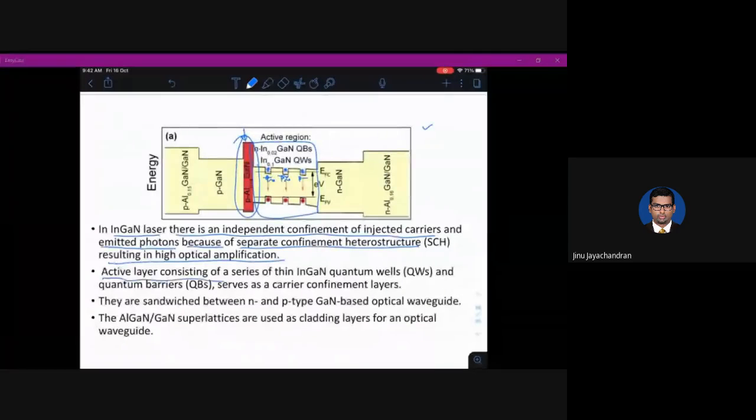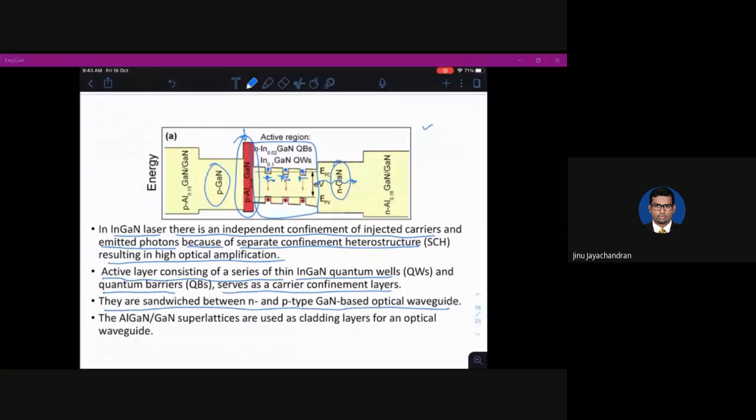The active layers consisting of a series of thin indium gallium nitride quantum wells and quantum barriers serve as carrier confinement layers. This is what we have already seen. They are sandwiched between N-type and P-type gallium nitride optical waveguide. So there is an N-type gallium nitride here and a P-type gallium nitride here, and this is like an optical waveguide. A waveguide is a structure which will guide the wave. So it will make sure that whatever light the laser action has produced will be guided through the medium. It will not get obscured.